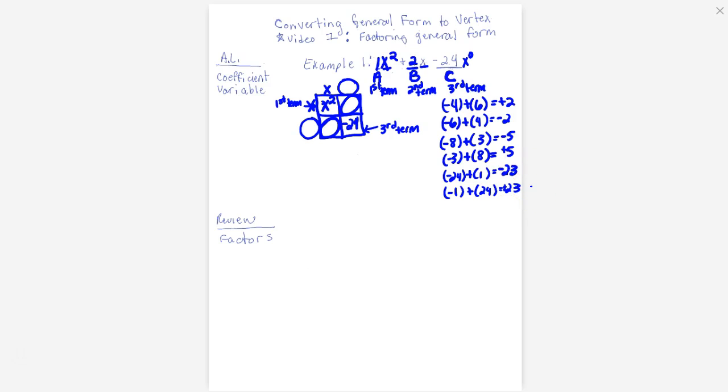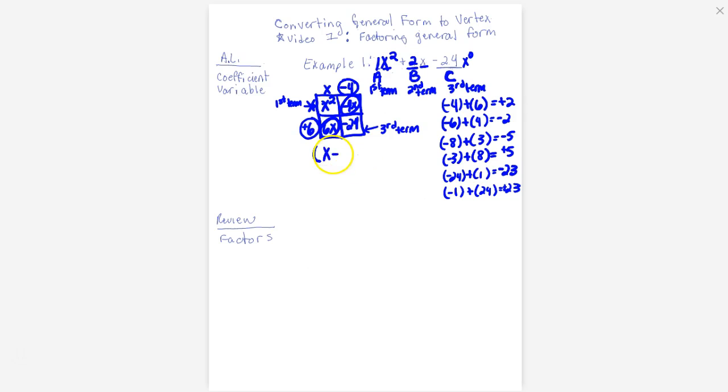Okay, so the first one was the charm. We're going to have, and it doesn't matter which place you put them, negative 4 and positive 6. So this becomes 6x. This becomes negative 4x.